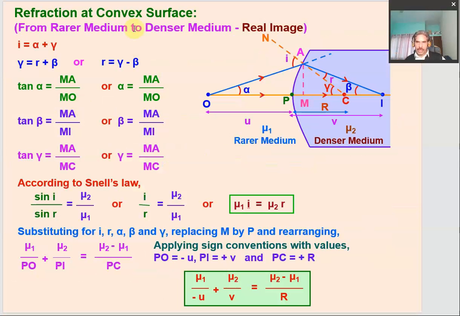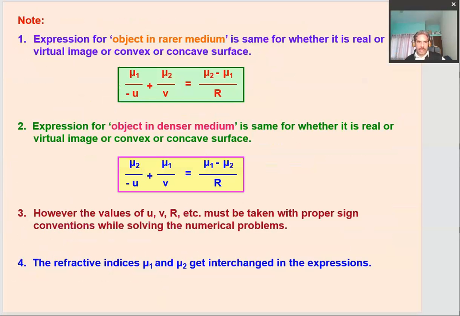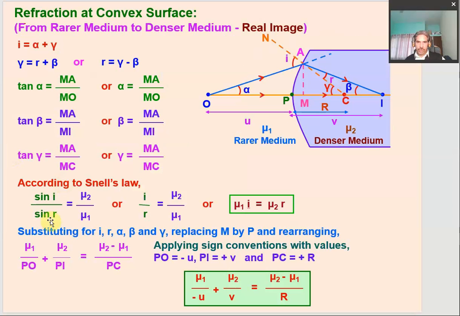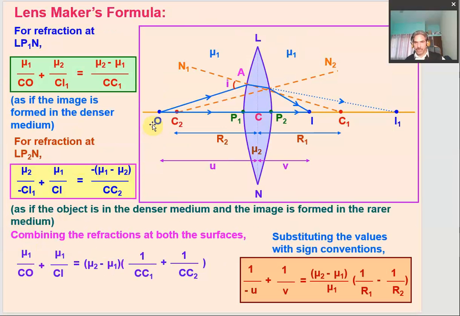You have to understand this derivation first, and then you will understand that there will be two equations just like this. Remember these two equations, and then we can derive the expression next time when we discuss the formula for the lens, called the lens maker's formula.